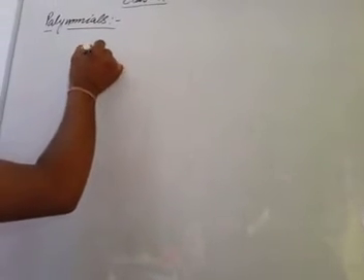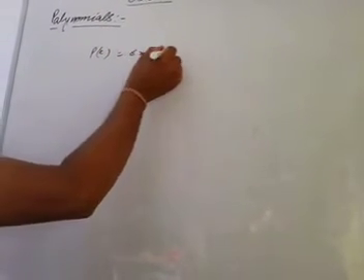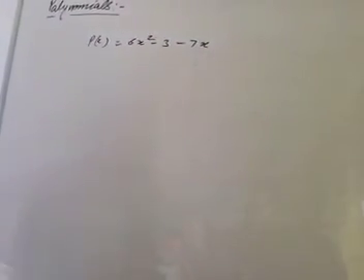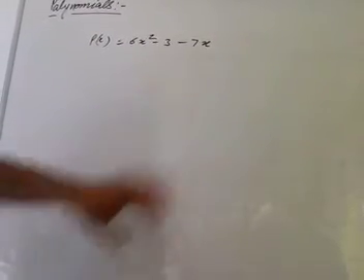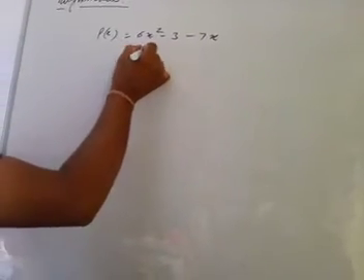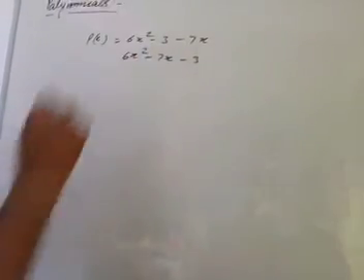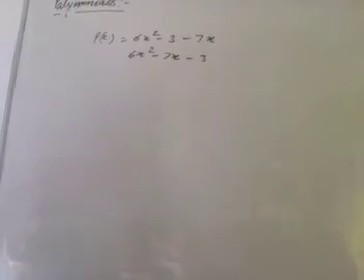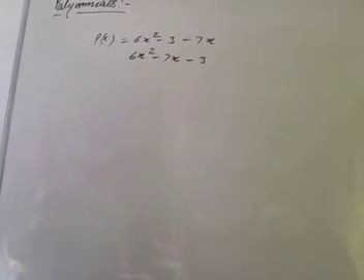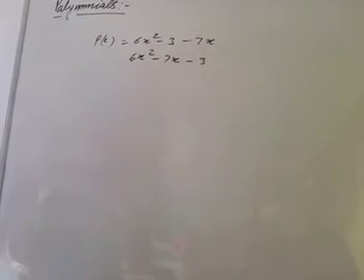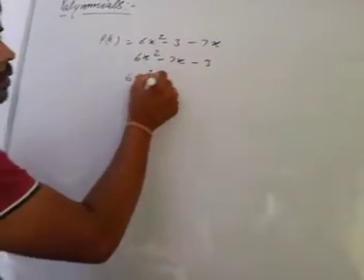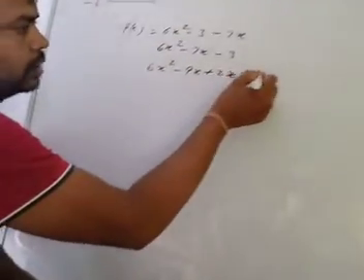Another question is 6x square minus 3 minus 7x. Here, this is not in the general form of the polynomial. So firstly we will convert it into general form, 6x square minus 7x minus 3. Now we have to factorize it. The product will be minus 18x square, and we have to split minus 7 into two parts such that their product is minus 18 and sum is minus 7. So this will be 6x square minus 9x plus 2x minus 3.